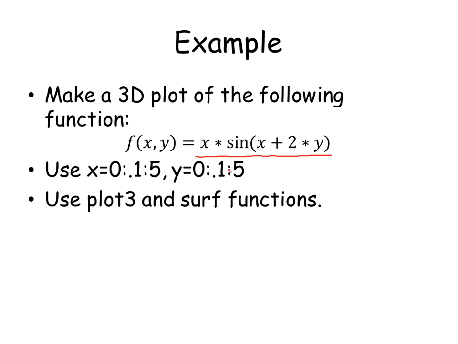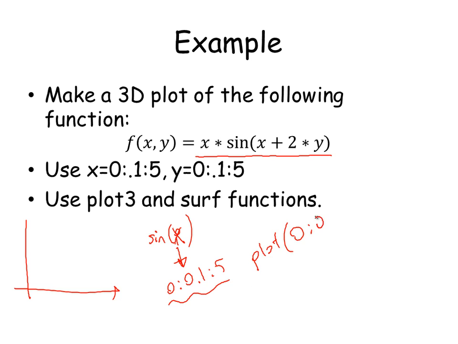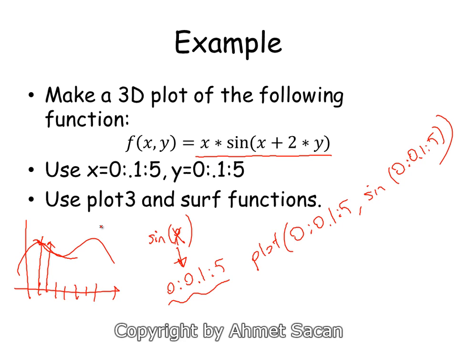You need to generate a grid of values on which you calculate the third axis. When we were working in 2D, we were providing values for x. So to plot sine of x, we had to provide example values on which we want to calculate the sine of that. And then we would say plot 0, 0.1, 5, then sine of 0, 0.1, 5. And that will generate my plot in 2D. Okay? So for these values of x, I want to find the sine of x and make this plot.